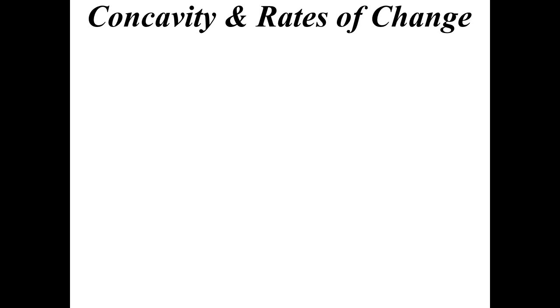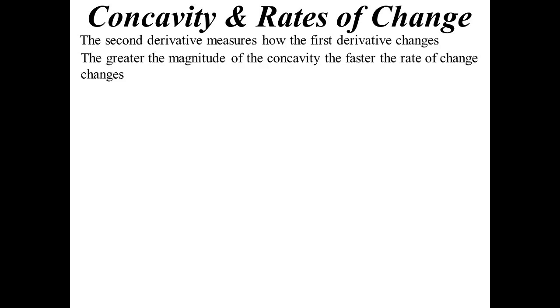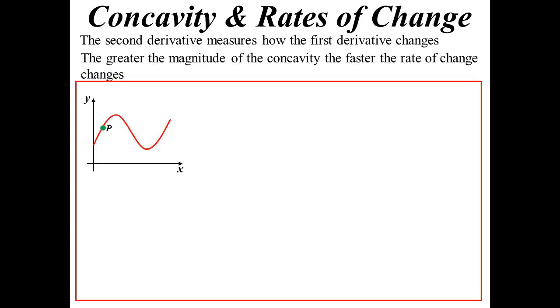I'm just going to talk about concavity and rates of change. So remember, the second derivative, so concavity, measures how the first derivative changes. The greater the magnitude of the concavity, the faster the rate of change changes. So here's a curve. Point P, at that particular point, we know the first derivative is greater than 0. Curve's increasing. We also know that the second derivative is less than 0 because it's concave down.